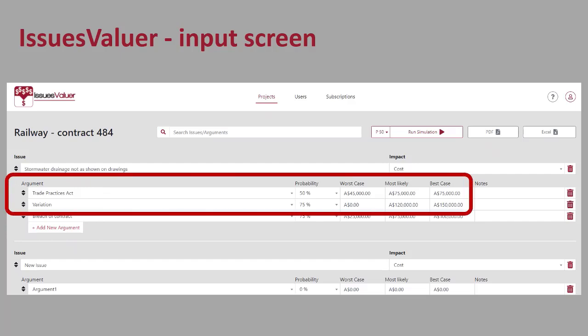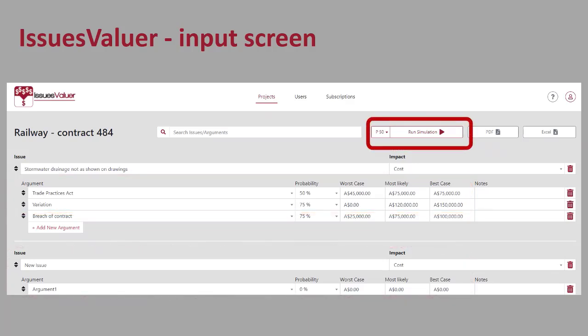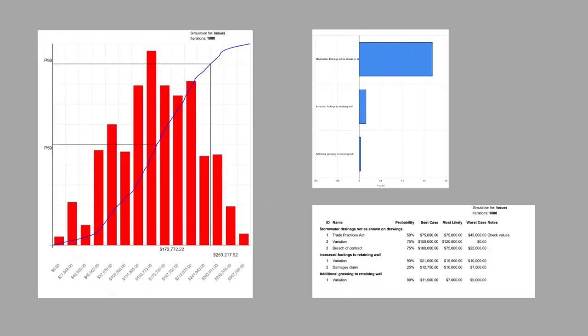The probability of an argument succeeding. We use a limited range, 90%, as no claim is ever 100% certain, 75, 50, 25 and 0%. The last one caters for what are best described as try-ons. The range of costs, best case, most likely and worst case, that would flow if the argument was successful. Once data is entered, a simulation may be run with a couple of clicks, and this generates 3 reports. The histogram shows the P50 value, which is the most likely settle amount. A simple and straightforward process that has significant benefits, which are worth summarising.